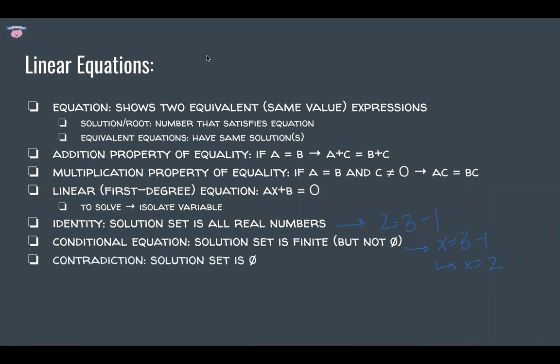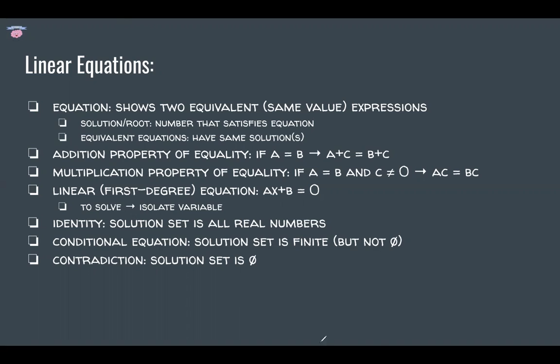And then a contradiction is when the solution set is an empty set. And you've probably heard the word contradiction before. It's basically saying it's wrong. It's not what we know. So for example, if we say 2 is equal to 3 plus 1, that'll be 2 is equal to 4. And that's not right. It's never right. That's why it's called a contradiction.